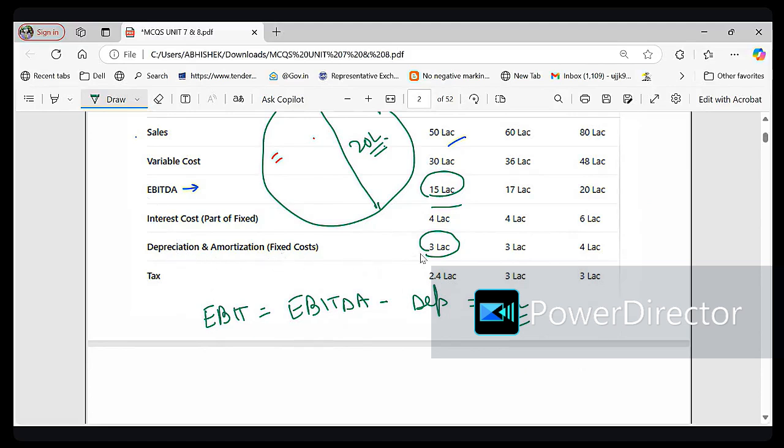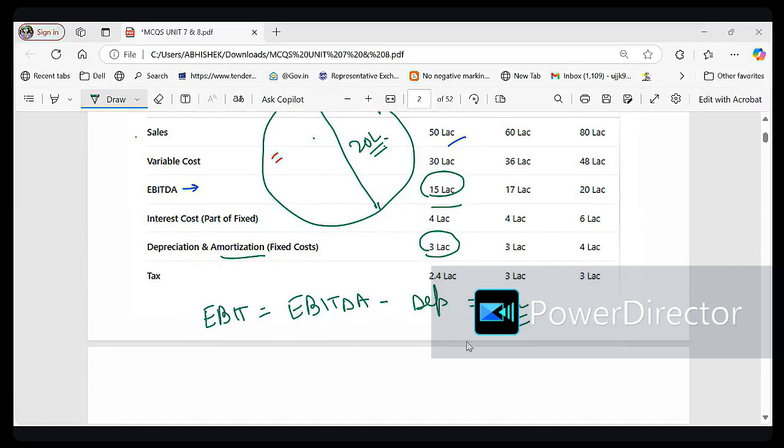What is amortization? What is the meaning of amortization? Please tell me. Amortization is the depreciation in terms of intangible assets. Assets are of two types, tangible and intangible. For tangible assets we call it depreciation, and for intangible assets, for example a patent, depreciation is called amortization.